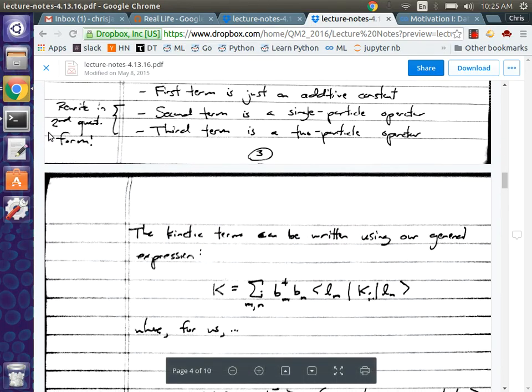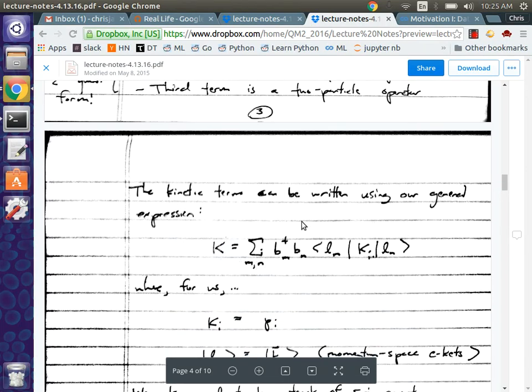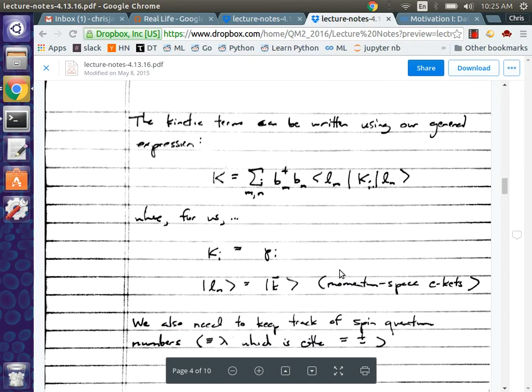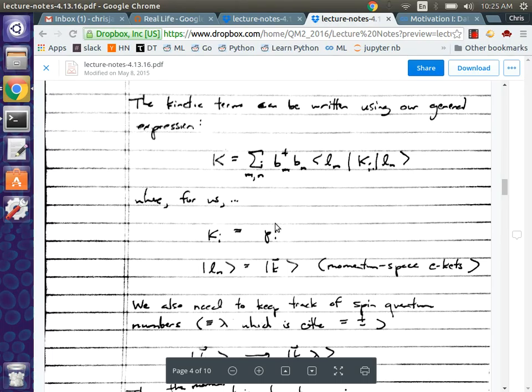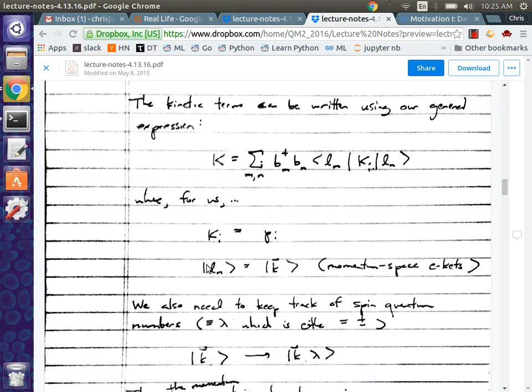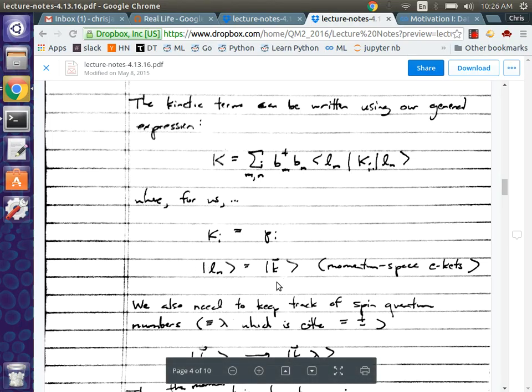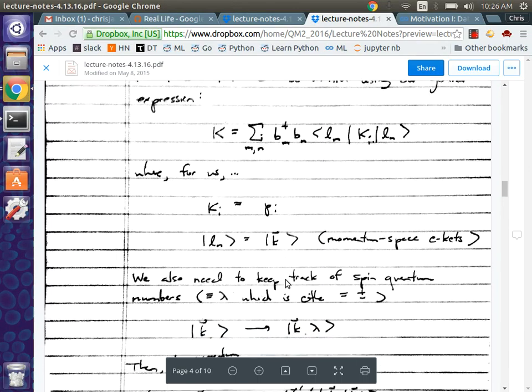All right, so for example, the kinetic term is a single particle operator, so we could use our generic expression for an operator in second quantization, right? Where for us, the operator inside here is our momentum operator for one particle, and we can choose wisely, right? Because we have this choice of what basis we want to use, and so we might as well use the basis that our operator is diagonal in, so we'll use the momentum basis. All right, so the k or momentum space, right?